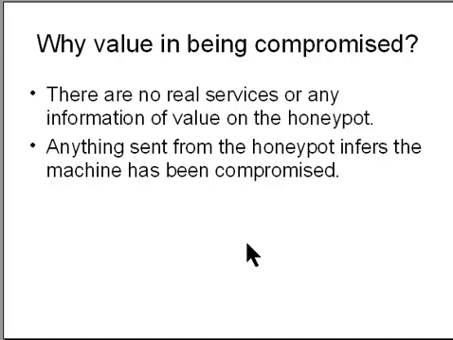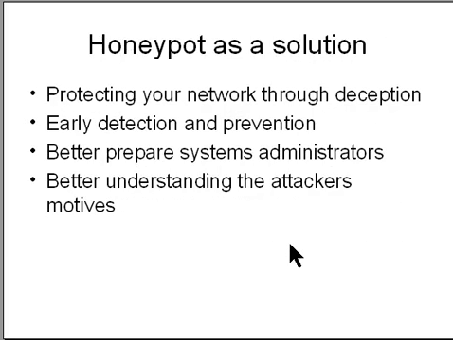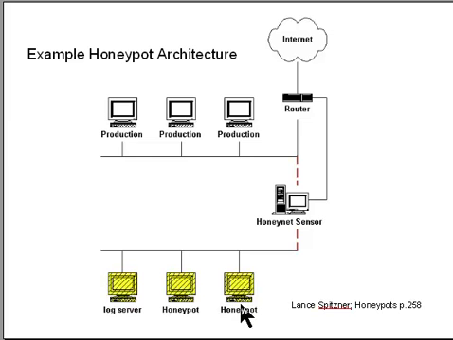So if we think about it, let's go back here and look at this little tidbit right here. Anything sent from the honeypot infers the machine has been compromised because guess what? These machines don't have anything of value on them. Okay? So no one in the business, let's say, or a college or whoever set this up has any need to either know about these systems or to have any access to them. So anyone who actually gets on the system and sends anything out to the internet, that says right away that these have been compromised.